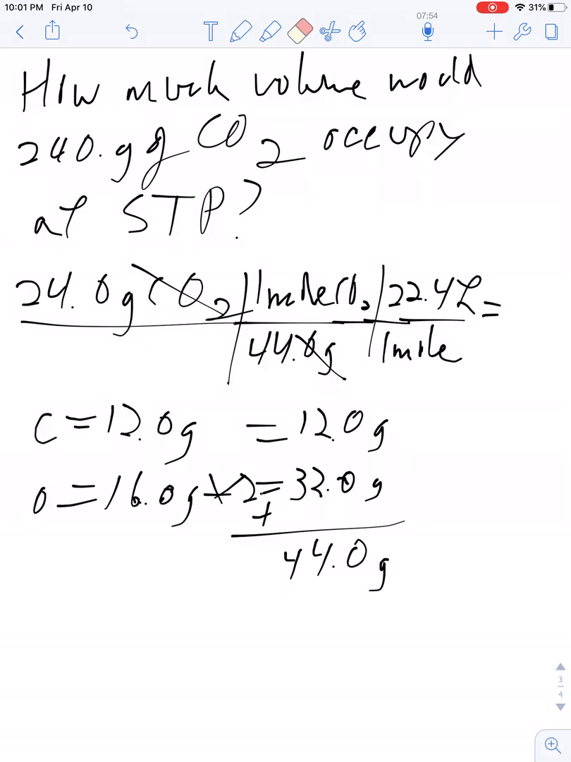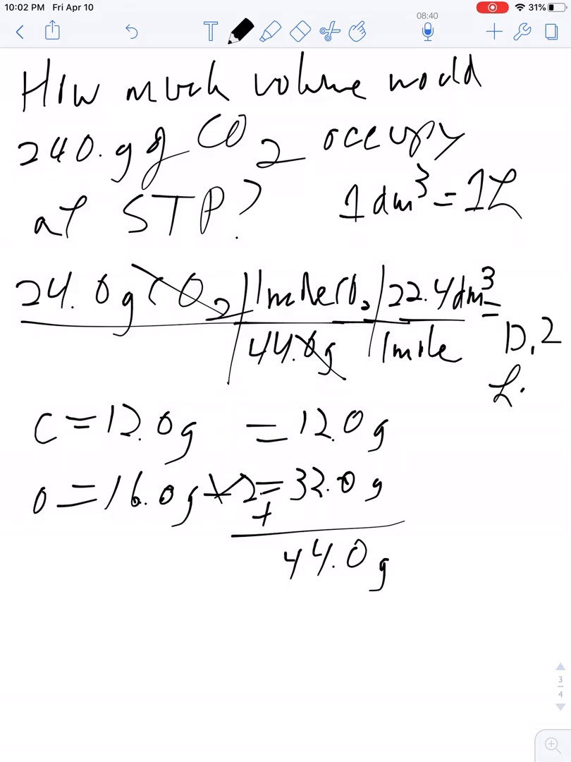Now, for whatever reason, the book likes to use decimeters cubed. A decimeter cubed is the same thing as a liter. So if they report in the back of the book as decimeters cubed, so be it. In the homework, you need to convert centimeters cubed to liters. I'll review that after I do this calculation. So 24 divided by 44 is 12.2 liters of carbon dioxide gas, or I should say decimeters cubed.